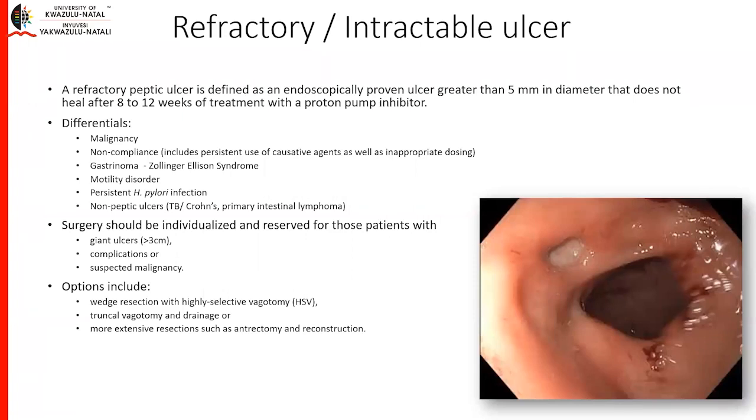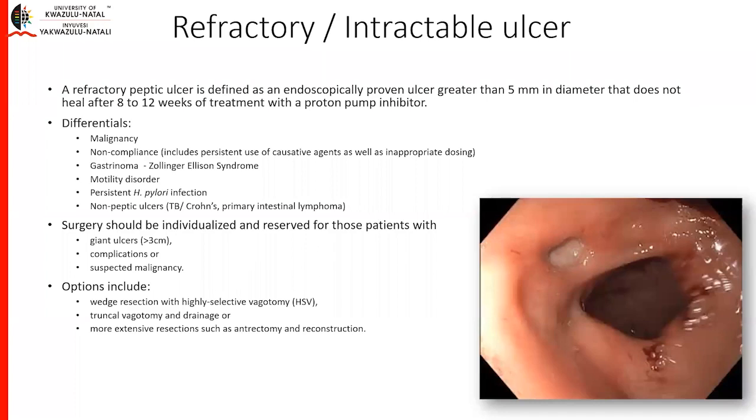Right, there are other possibilities such as gastrinoma. You may have heard of Zollinger-Ellison syndrome. The patient may have a motility disorder, which is contributing to the symptoms. And they may have persistent H. pylori infection, and usually this requires a move to the second or third line of therapy in case the H. pylori is not responding. There are also causes of ulcers which are not due to peptic etiology, and this includes tuberculosis of the gastric mucosa or duodenum, Crohn's, as well as primary intestinal lymphoma. And so all of these need to be considered if you are faced with a refractory or intractable ulcer.